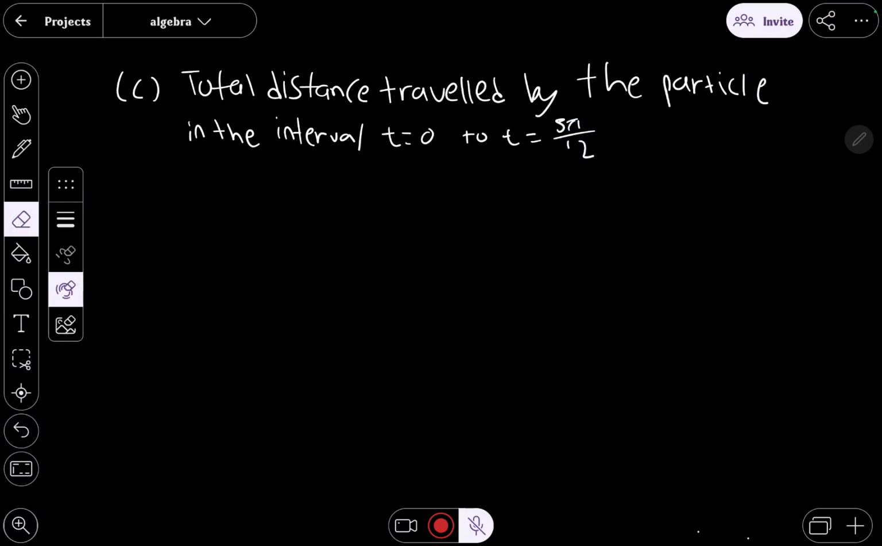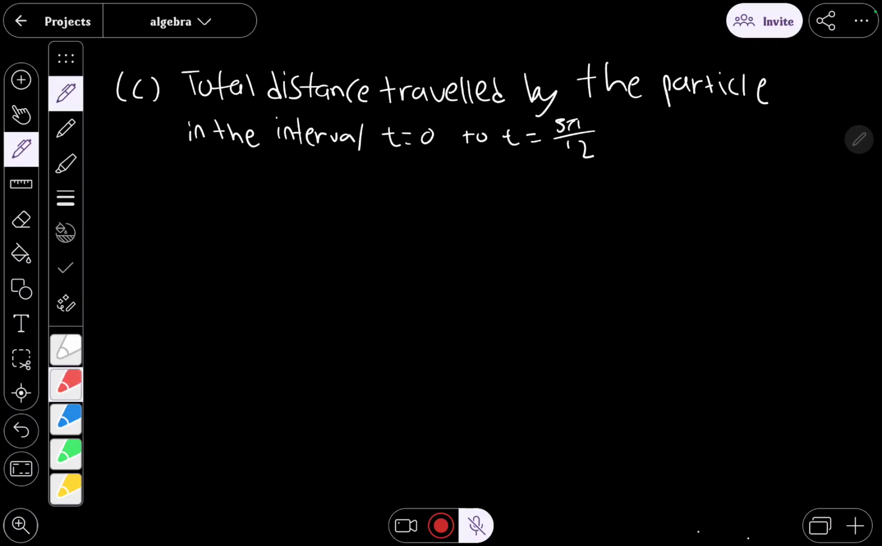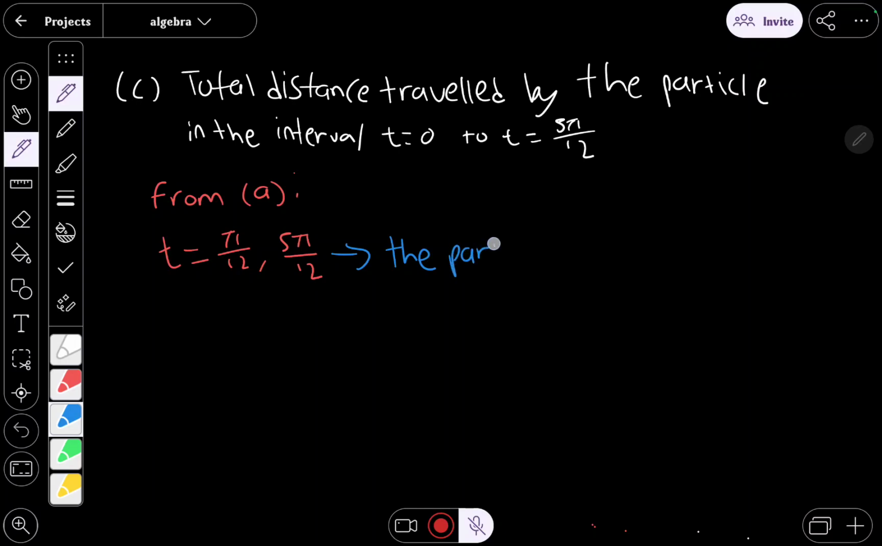Okay, so let's understand the question first. They want the distance, right? In order to find the distance, what do we know? They want the values of t when the particle is instantly at rest. From part A, we know that the particle is instantly at rest at t equals pi over 12 and 5 pi over 12. So what does this tell you? This tells you that the particle stopped twice. Understand so far, right?